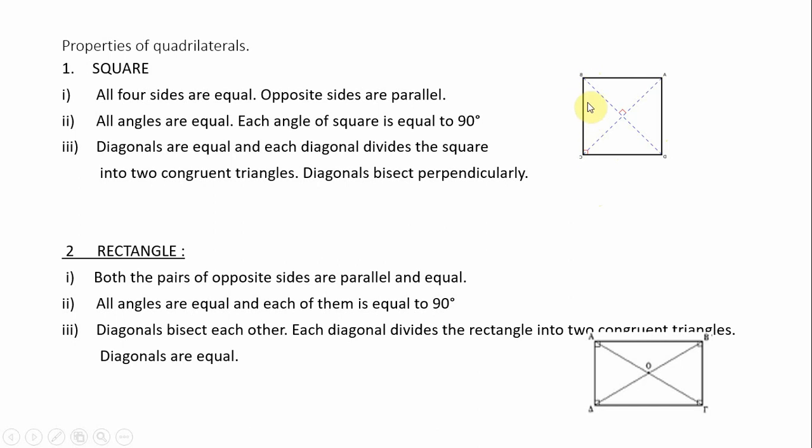Anyway, the sum of these two is equal to 180 degrees, and the sum of these two is equal to 180 degrees. Adjacent means what? Side by side. So the sum of these two angles is equal to 180 degrees, and these two are also equal to 180 degrees, and so on. Now this is about the angles.